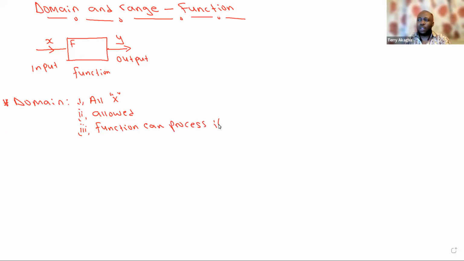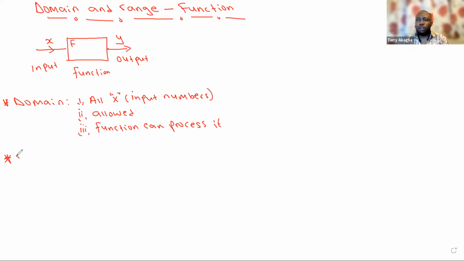These are the three most important things to know when you talk about domain. It's all the values of X, so you can say all the inputs, or I can write it as all the input numbers, if that will make it easy for you. So the domain is all the input numbers that we are allowed to plug into our function, hence the function can process it. Is that making sense?